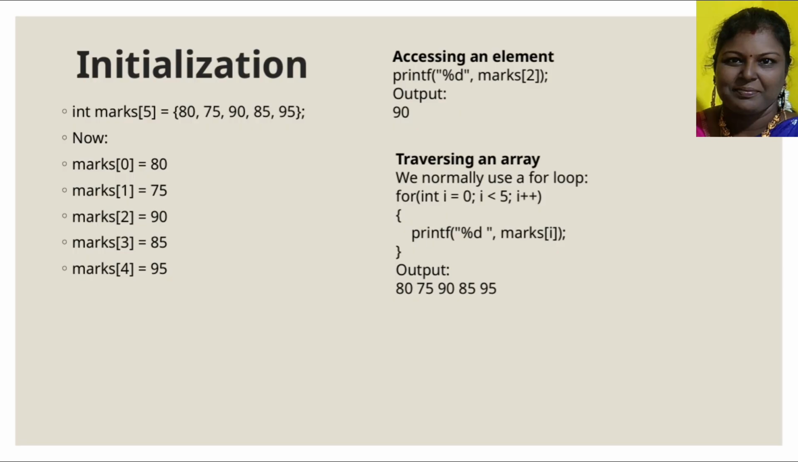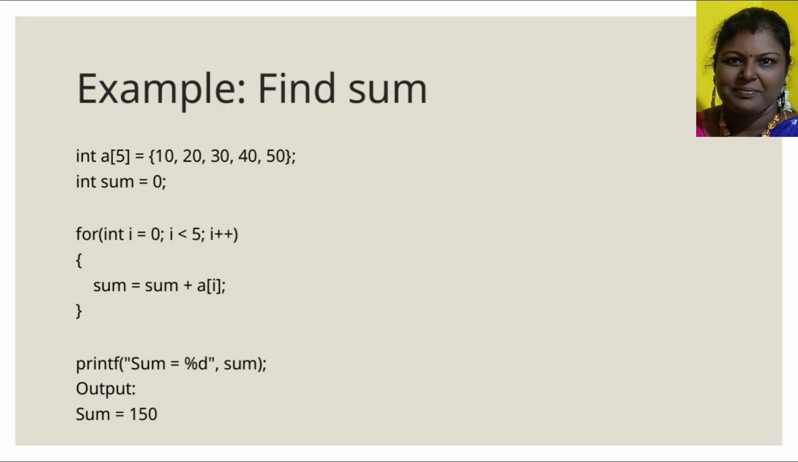This way, we access and work with each part of the array easily. Here, we have a simple example that finds the sum of numbers stored in an array. First, we declare an array with 5 elements, 10, 20, 30, 40, and 50. Then, we set a variable called sum to 0, ready to accumulate the total. Using a for loop, we go through each element in the array, adding its value to sum. Finally, we print the result, which is 150, the total of all those numbers combined. This is a basic but essential pattern in programming.